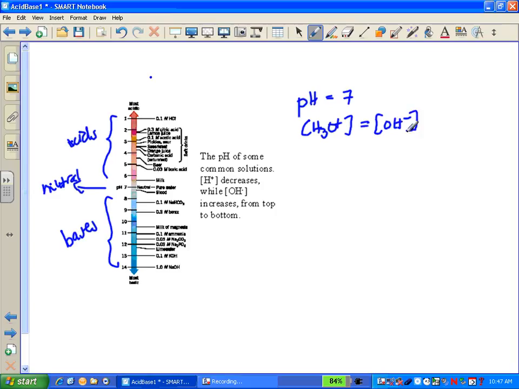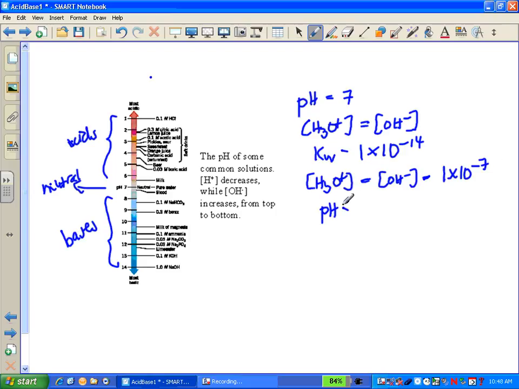And so when we look at the Kw being 1 times 10 to the negative 14, that would mean that if it's neutral, each of the H3O plus and hydroxide will equal 1 times 10 to the negative 7. Okay? And we'll review this a little bit later, but the pH is the negative log. And so if you take the negative log of 1 times 10 to the negative 7, you get a pH of 7.